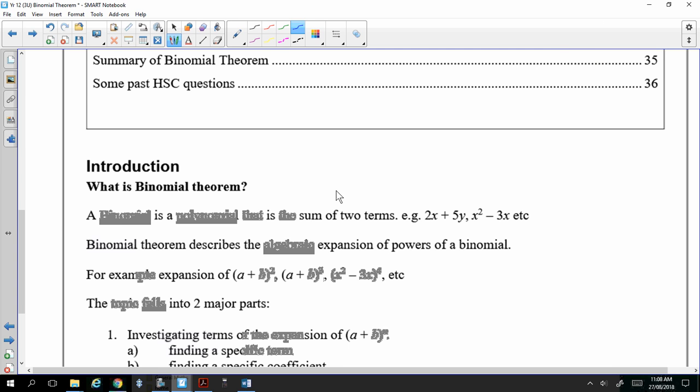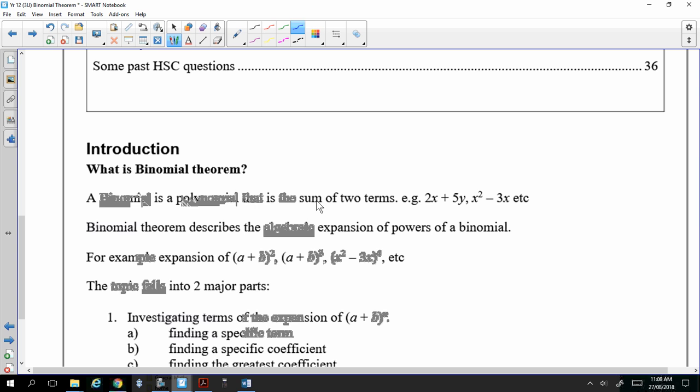What is the binomial theorem? We'll first discuss what a binomial is. A binomial is a polynomial that is the sum of two terms. For example, 5x plus 5y or x squared minus 3x, anything with two terms is called a binomial. The binomial theorem describes the algebraic expansion of powers of a binomial.